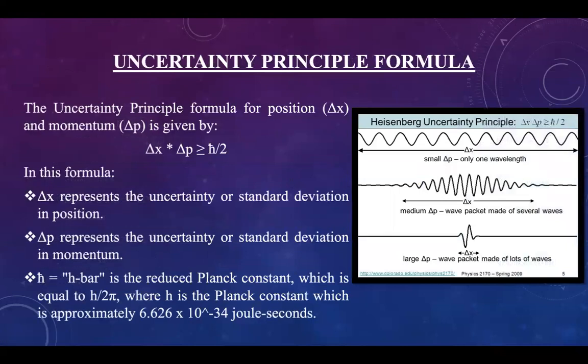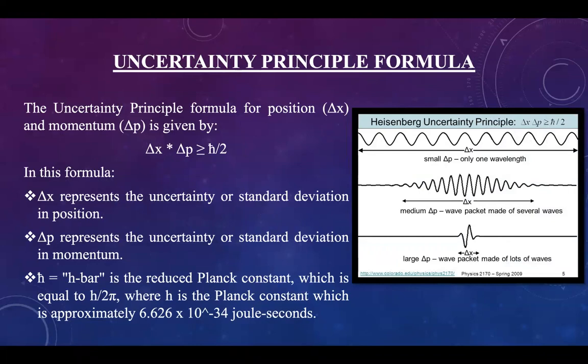Uncertainty principle formula. The uncertainty principle formula for position delta x and momentum delta p is given by delta x into delta p is greater than or equal to h bar by 2. In this formula, delta x represents the uncertainty or standard deviation in position. Delta p represents the uncertainty or standard deviation in momentum.